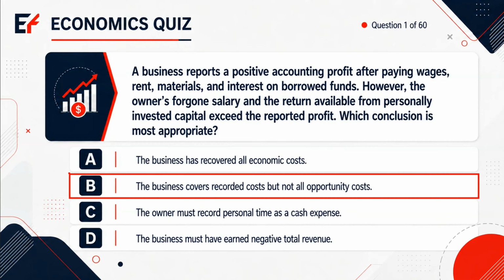Therefore, option A is incorrect because all economic costs have not been recovered. Option C is incorrect because foregone salary is an opportunity cost rather than a cash expense. Option D is incorrect because positive accounting profit does not mean that total revenue is negative.